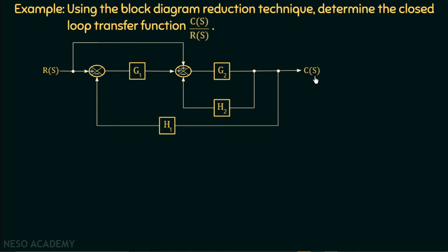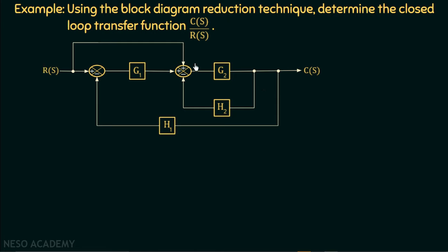And we need to find out the overall transfer function of this block diagram representation by using the block diagram reduction technique. So I want you all to observe this block diagram representation carefully and think from where we can start our problem. If we observe this portion of the block diagram carefully, then we can see this is a closed loop system having negative feedback. And we can solve this by using the overall transfer function, and we can replace this portion with a single block. But there is one problem.